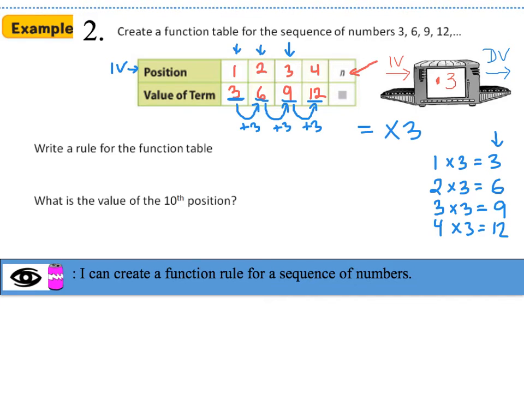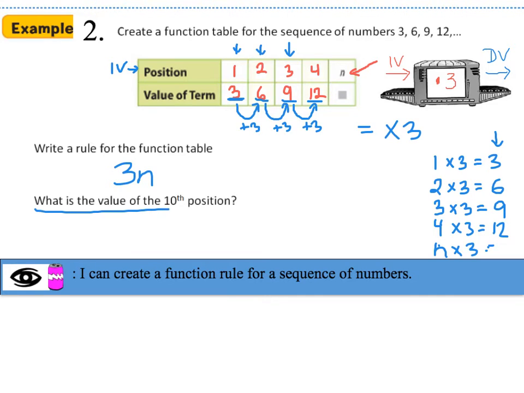So we can continue this process, but what happens if I want to know the nth term, or an unknown term? What I could do is I can take n, put it into the machine, and multiply it by 3. And that will give you your value of term. So that's the rule right there. We can take 3 and multiply it by n, and that will give us the value of term. 3 times an unknown number will get us that number. So look at the next part.